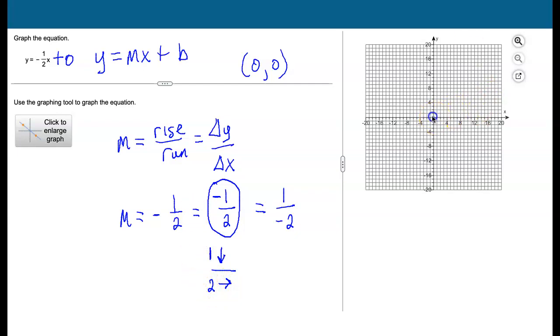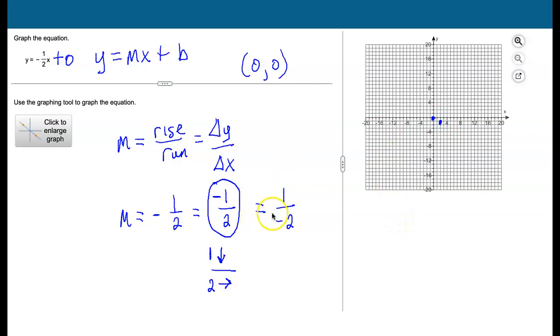So if I had the point 0, 0 right here, and I went down 1 unit, and I know that's kind of hard to see here, but if I go down 1 unit here and then to the right 1, 2, my other point should be roughly right there.